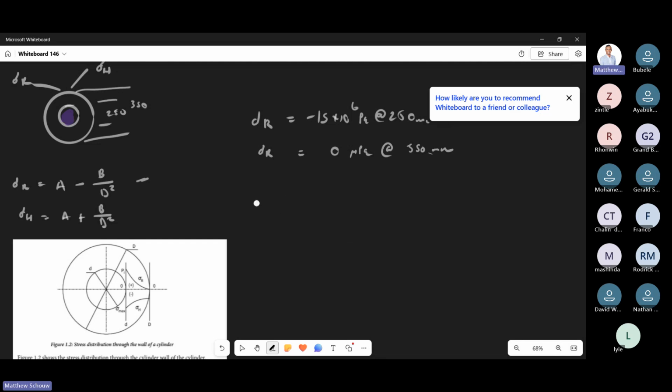So let's quickly start. If I say 15 times 10 to the power 6 equals, right? That's the radial stress. It's equal to internal pressure. I should have said that. It's A minus B over 0.25 squared. This will be our first equation. My next equation is that 0 equals A minus B over 0.35 squared. That's my second equation. We then have to solve these two simultaneously.